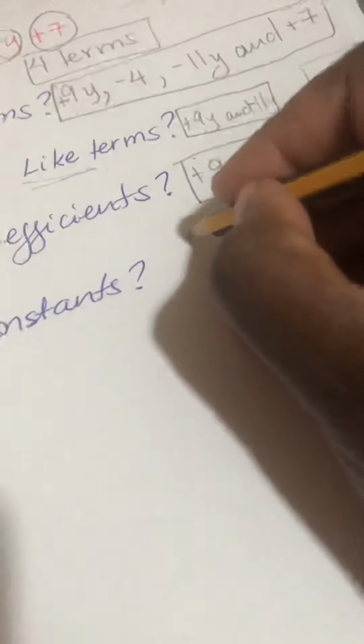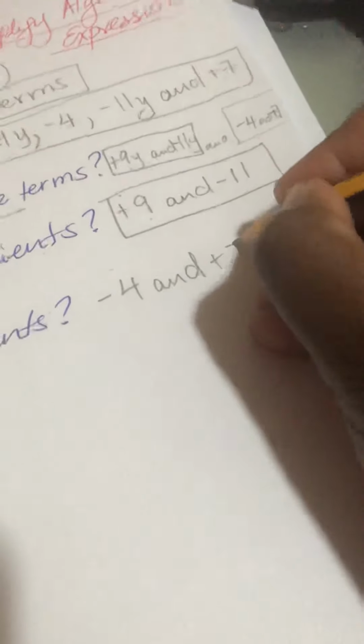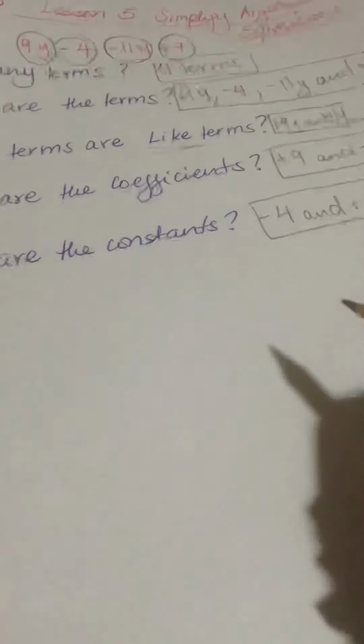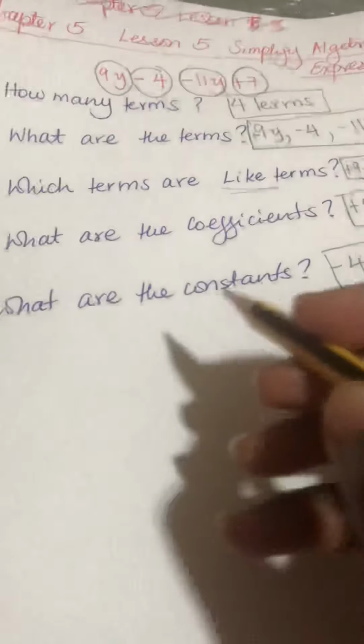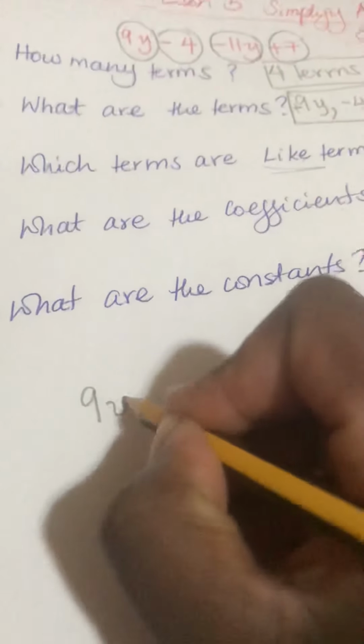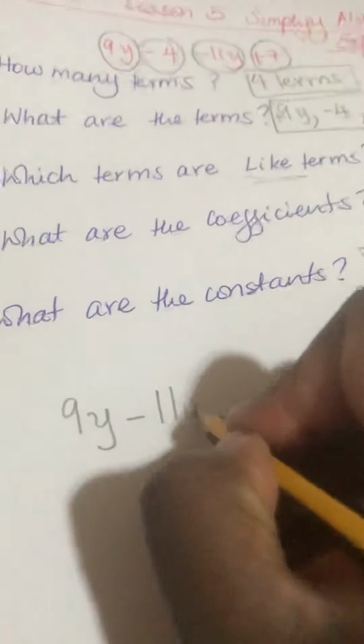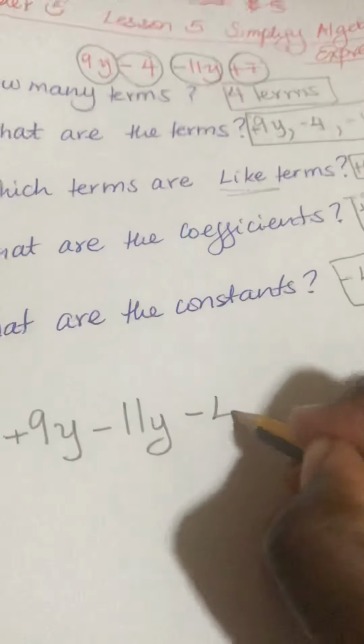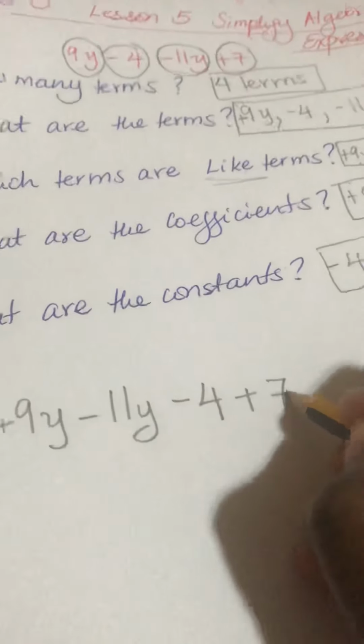And who are the constants? The constants come from here. The constants are negative 4 and positive 7. Okay? Now I want to simplify this expression. So I put these 2 together. Okay? So I will write 9y minus 11y. I said it was positive. And then negative 4 plus 7.